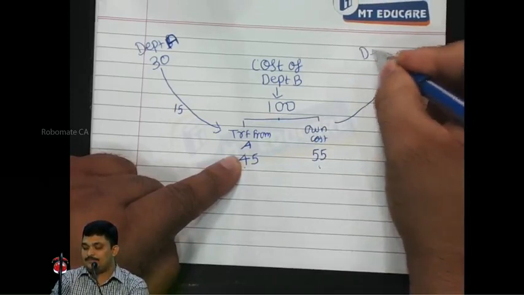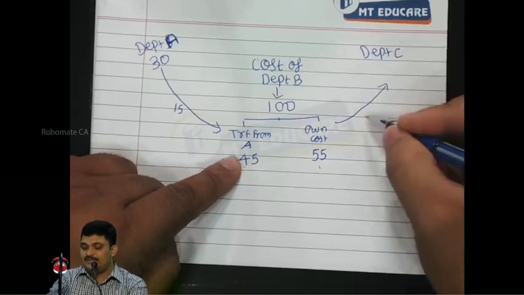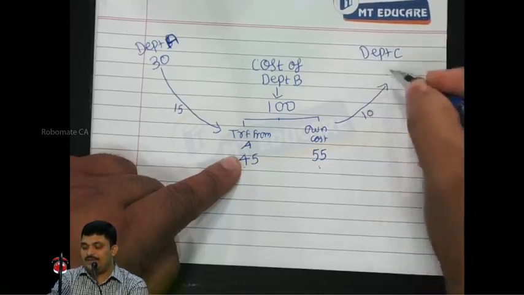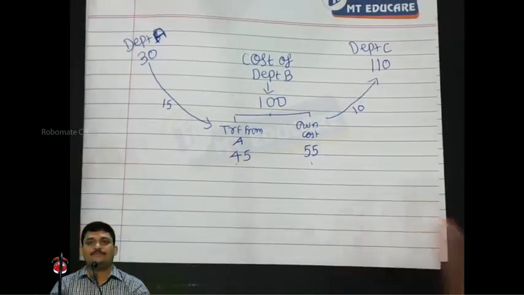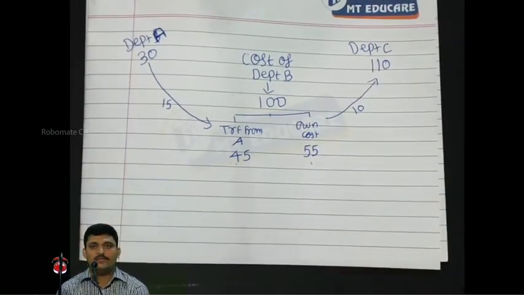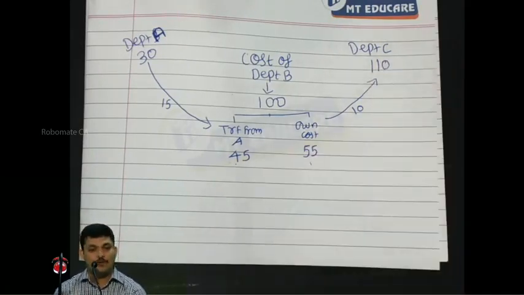Department C. Everybody, it reaches with a profit of 10 and finally it reaches at 110. This presentation, did you understand? Yes, sir. So finally when the goods reach Department C, it will have a cost of 110.